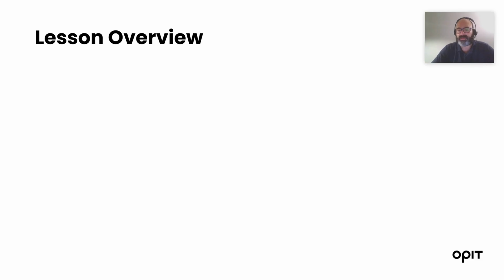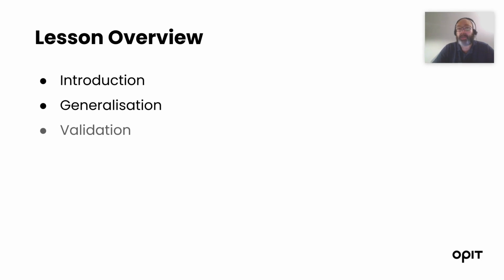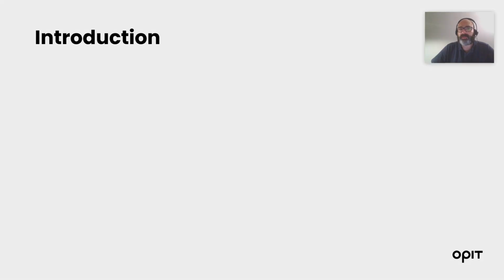What we will see in this lesson: we will introduce the theory of statistical learning. We will see what generalization means for machine learning systems, and we will talk about validation, which is the way to achieve generalization. Let's go into a bit more detail.